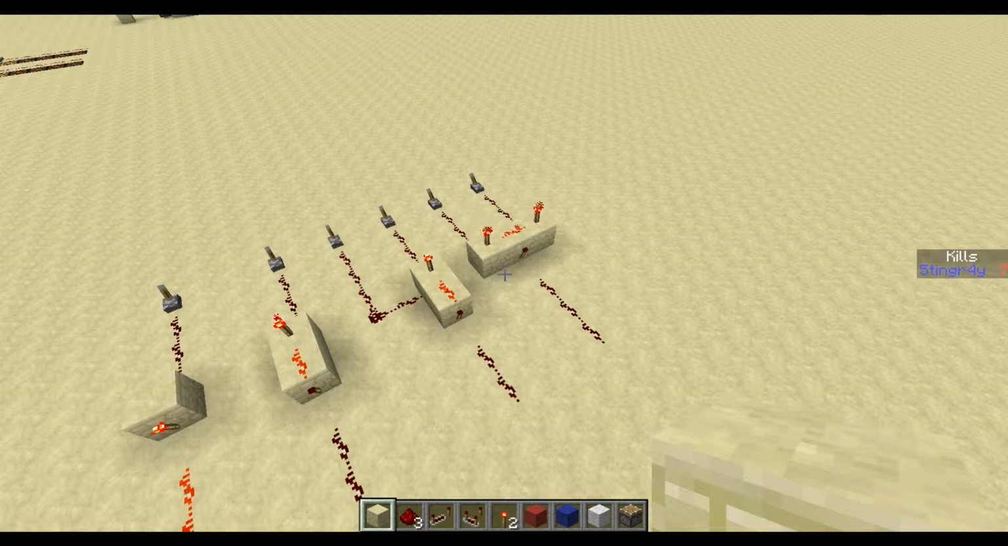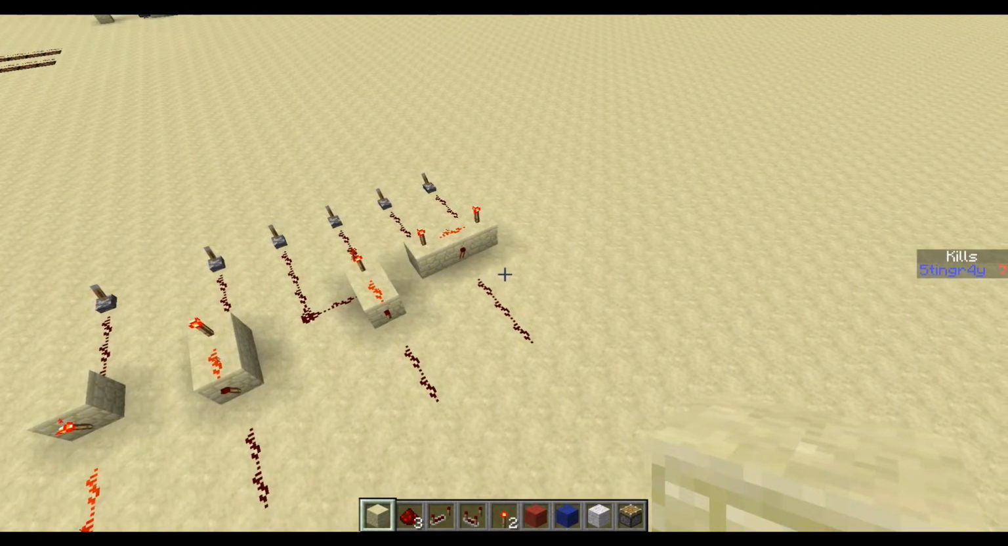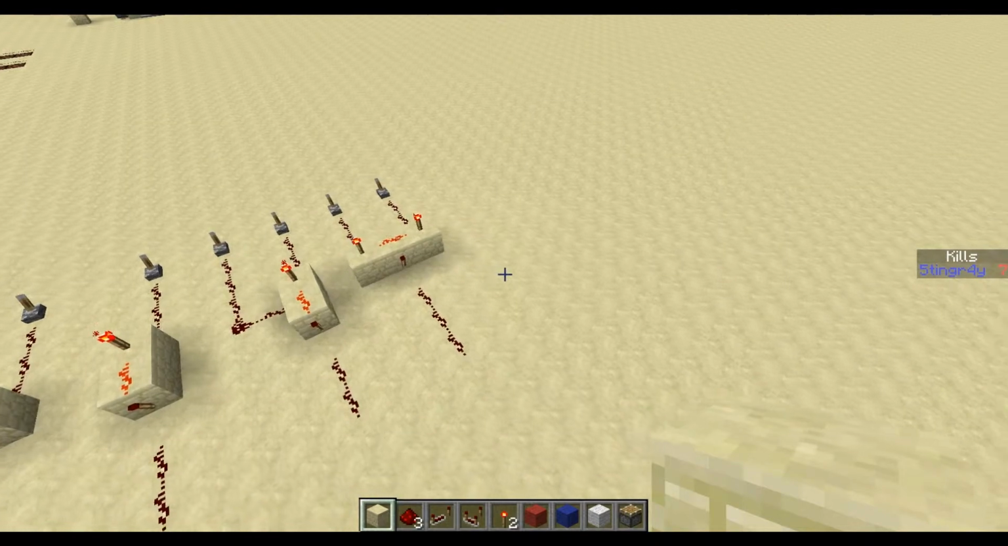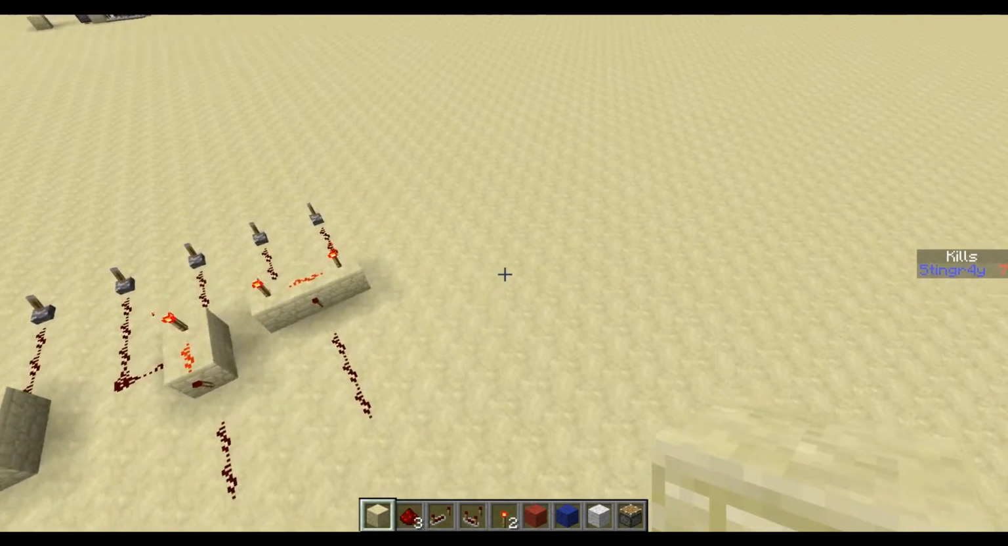RS-latches are usually used for storing data, but they can also be used for all kinds of different things, like parts of bigger functions that I will show in another episode, or used for a door or something. And yeah, let's get into that, right?